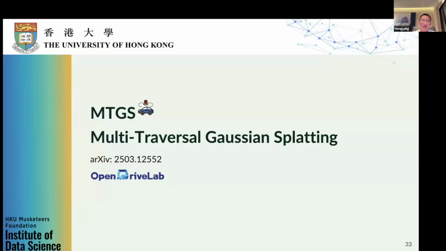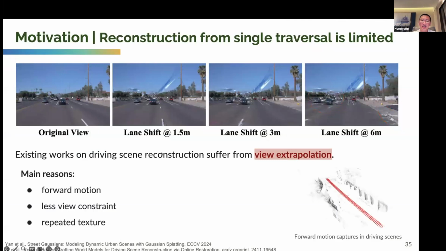And also another work is called multi-traversal Gaussian splatting. So this task is very simple. Basically it's a reconstruction from the single traversal. It's limited. So we can see we have the original view, and existing work on driving scene reconstruction suffers from view extrapolation. The main reasons are forward motion, less view constraint, and also repeated texture.